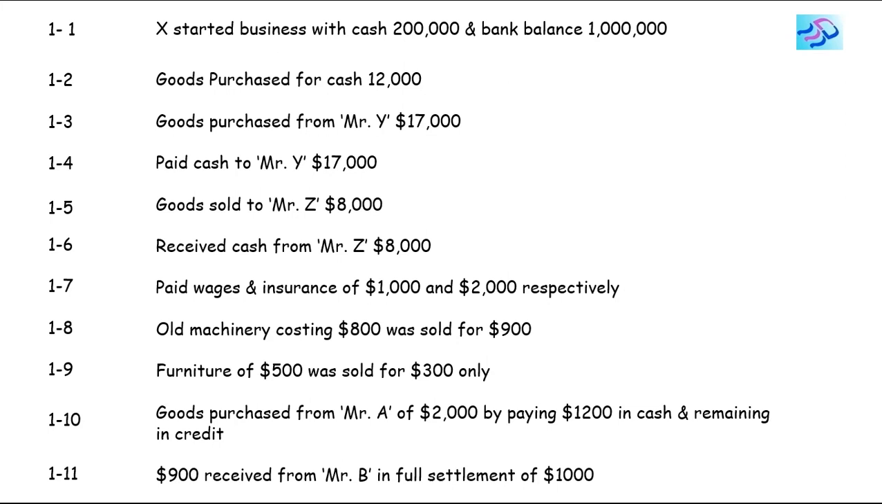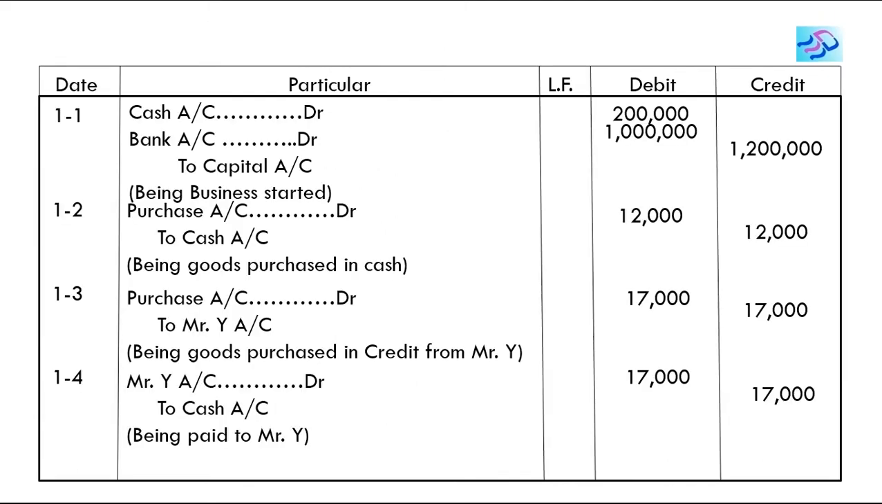The next type of entry is good purchased from Mr. Y. As you can see that this is the case of credit purchase. So the journal entry will be purchase account debit to Mr. Y account 17,000.